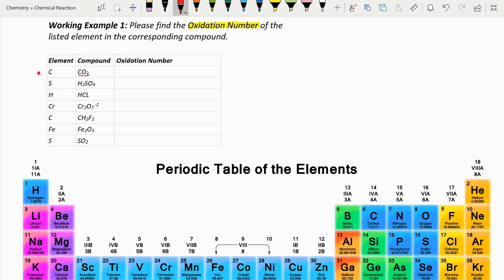So we know that oxygen is in the 6th group. So that means that it only needs 2 more electrons in order to get its full 8 electrons. So every oxygen atom needs 2 electrons, and we have 2 of them. So this needs 4 electrons. And this compound is stable, which means that carbon needs to give 4 electrons. So the oxidation number of carbon in carbon dioxide would be 4+.